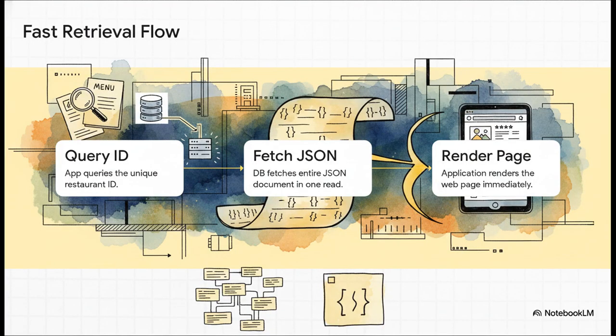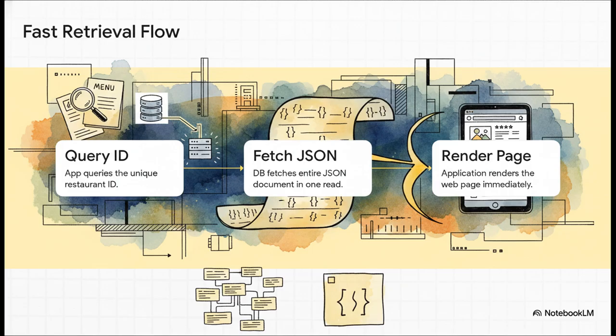We can trace the advantage of this locality by looking at a concept called denormalization. Denormalization essentially means storing related data together to speed things up. Look at how simple the data retrieval flow becomes in a document database. Step 1, your application queries the restaurant ID. Step 2, the database fetches the entire JSON document from the disk in one continuous read. Step 3, your application renders the web page immediately.